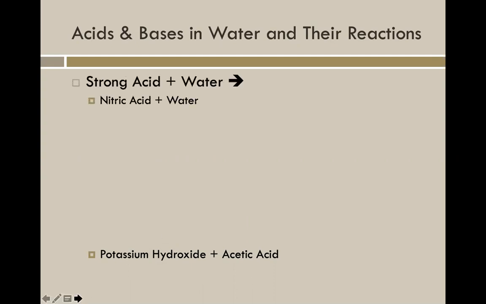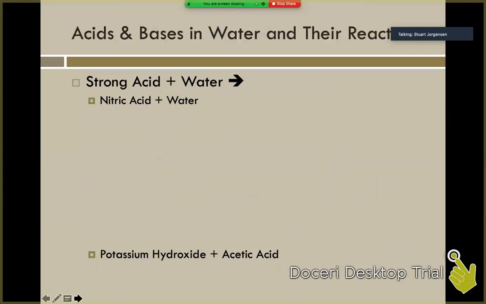So acids or bases in water. If we're just adding them directly to water, we would just say that they're going to dissociate for us. So for this one here, as we start to look at our example, we would have nitric acid, HNO3.